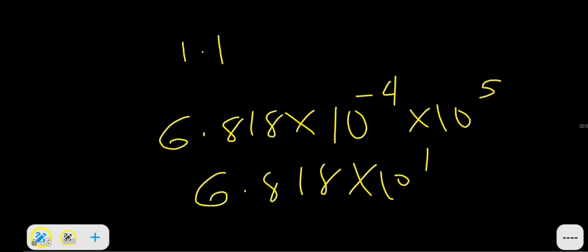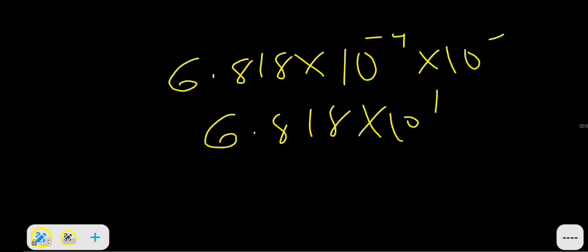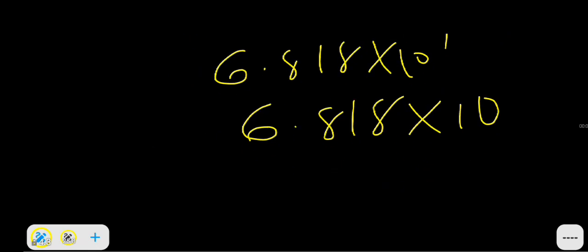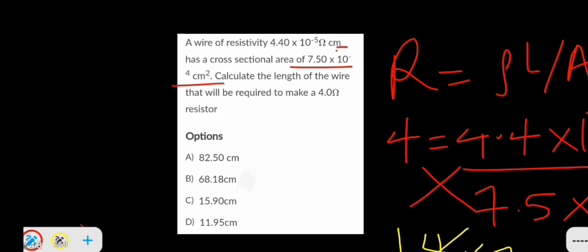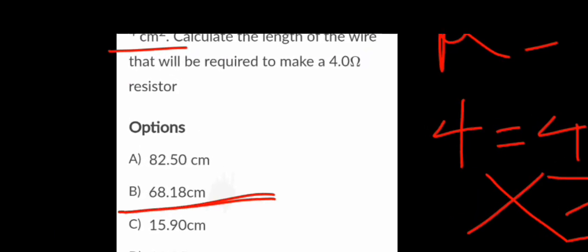So that means we are multiplying this one by 10. We are multiplying 6.818 by 10. So for the answer, just shift the point to this side. That will be 68.18 centimeters. So that's the length. You can see it right here. So that's the answer, B.